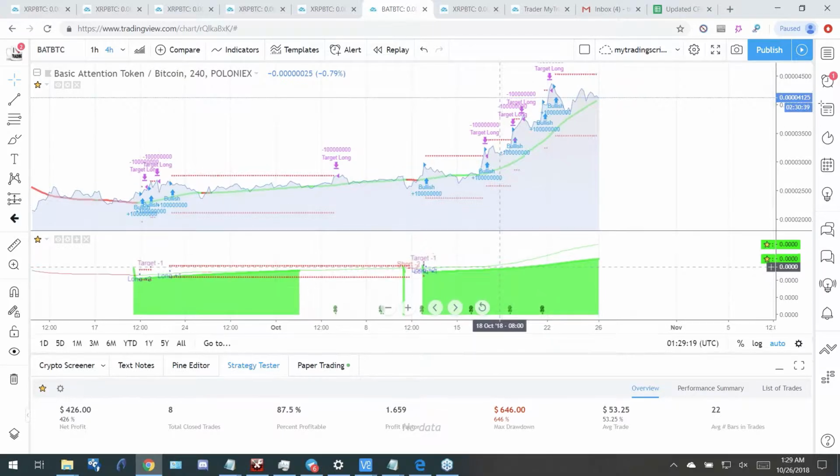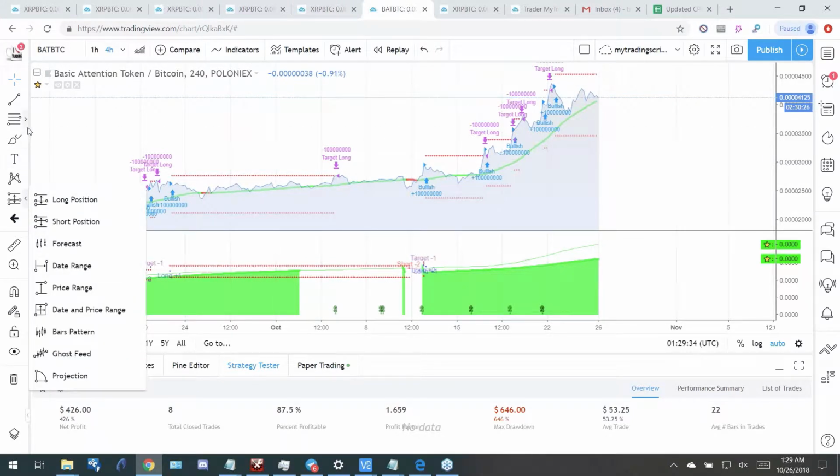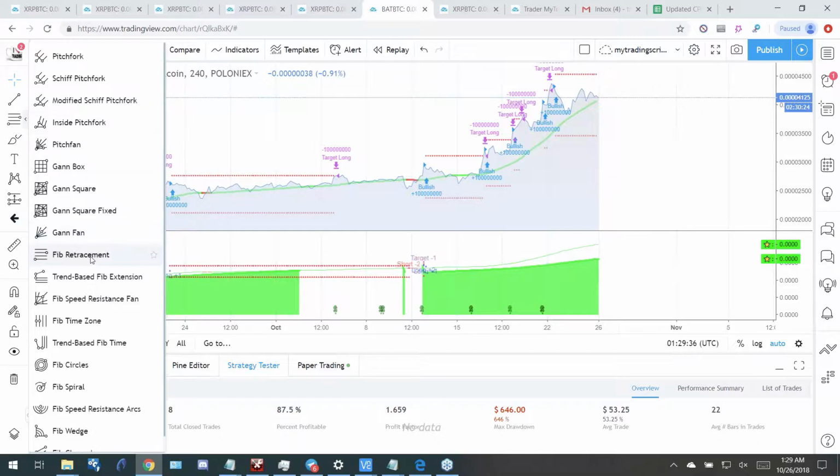So let's say I make this adjustment and I do it here. This is representing, I believe, rounded to the nearest one. On 8 trades, you got $426. Okay, and it was a killer run.